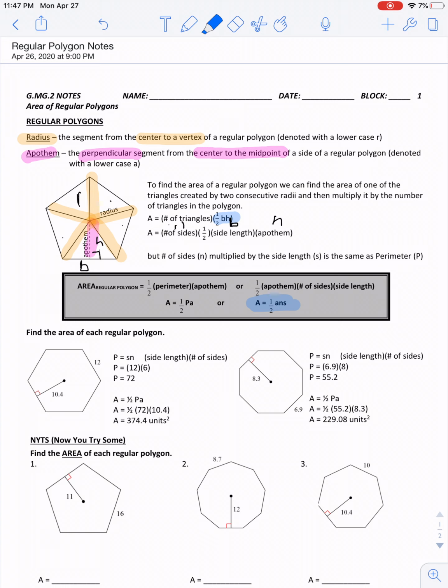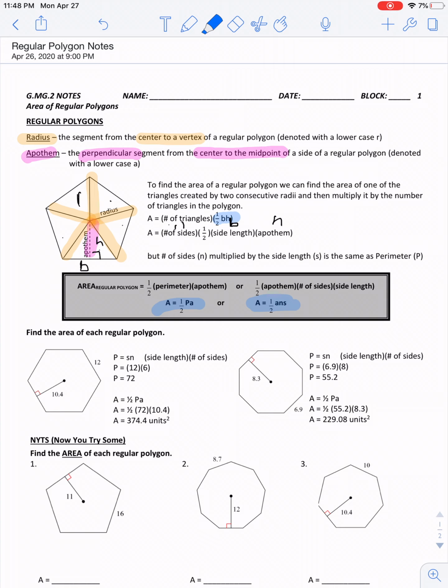All right? The other way you might see this is 1/2 P times A, which is 1/2 times the perimeter times the apothem. Notice apothem is little a, or lowercase a. The reason for that is because the number of sides times the length of one side is the perimeter. So we're just replacing n times s with perimeter. Do I care how you use it? No. It's up to you which one of those you want to pick.